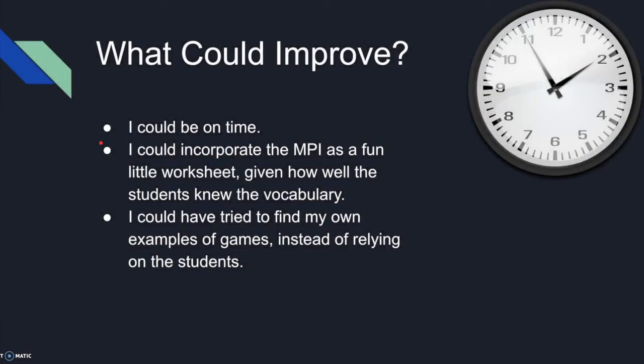So what could improve? I could be on time. That would probably help quite a bit, and I'd argue is the most important thing. If those students had twice the time to do the final activity, they could have had some really fleshed out plot lines and characters. I could also have incorporated the MPI worksheet as something to do instead of just copying down my words from a board, especially since the students knew the vocabulary pretty well already. I could have just gotten away with that. Would have made things more entertaining and more engaging.